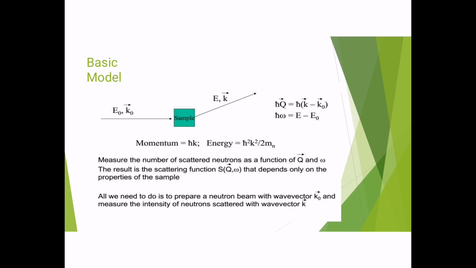Measure the number of scattered neutrons as a function of q and omega. The result is the scattering function, S(q, omega), that depends only on the properties of the sample. All we need to do is to prepare a neutron beam with a wave vector k0 and measure the intensity of neutrons scattered with wave vector k.